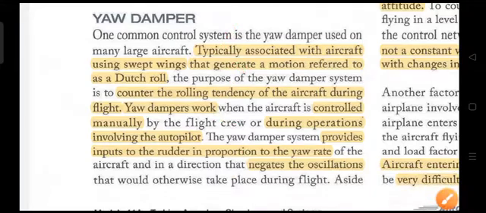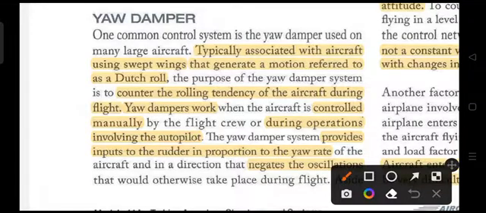So there are two motions. One is your yawing, that is your left and right movement. Whenever you control, you try to counter the rolling tendency of the aircraft during the flight. Yaw dampers work when the aircraft is controlled manually by the flight controls and during operations involving the autopilot. This provides inputs to the rudder in proportion to the yaw rate and negates the oscillation, which means two movements cannot take place at the same time.